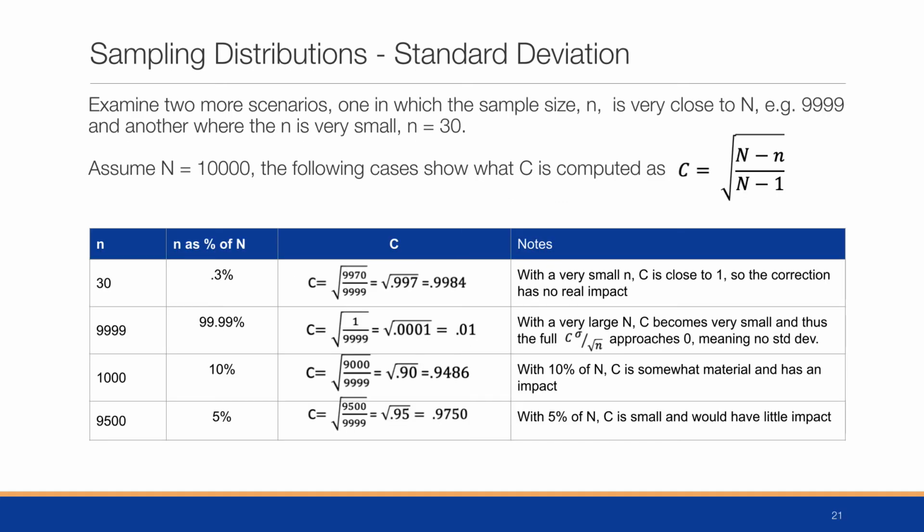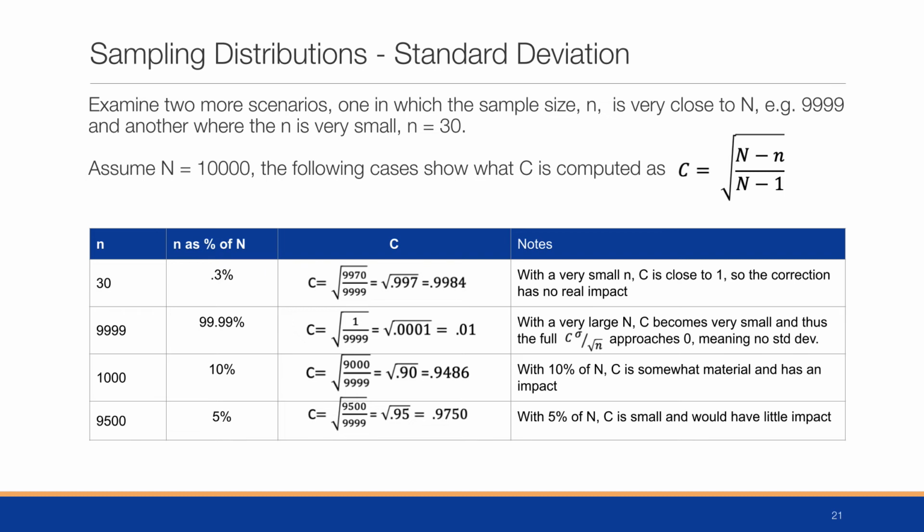Let's examine a few other scenarios. One in which the sample size n is very close to the bigger N, and another where the n is very small. We've done it a few times here. So assume N is 10,000. The following cases are going to show what c is computed as. So when little n is 30, that means it's only 0.3%. So with n very small, c is close to 1, so the correction factor has no real impact. It's 0.9984, that's almost exactly 1. And that's why we say if it's not 5%, we don't worry about it.